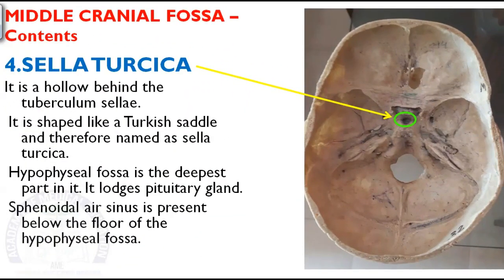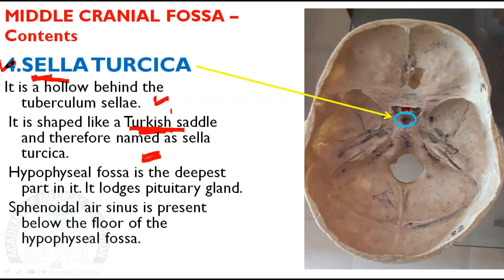Next structure is the sella turcica of the sphenoid bone. It is a very important structure. It is a hollow behind the tuberculum sellae, a hollow structure present just posterior to the tuberculum sellae. It is shaped like a Turkish saddle and therefore named the sella turcica.